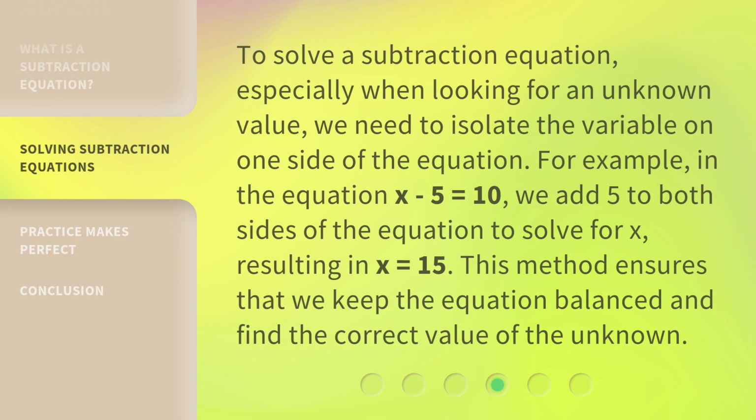To solve a subtraction equation, especially when looking for an unknown value, we need to isolate the variable on one side of the equation. For example, in the equation x - 5 = 10, we add 5 to both sides of the equation to solve for x, resulting in x = 15. This method ensures that we keep the equation balanced and find the correct value of the unknown.